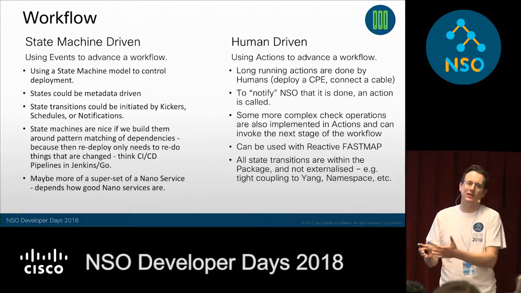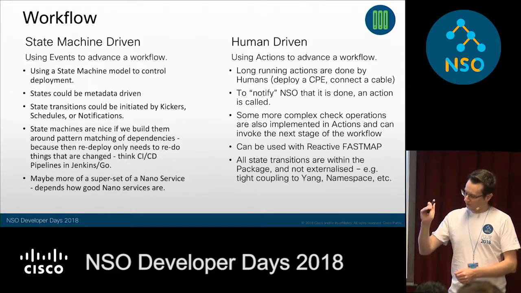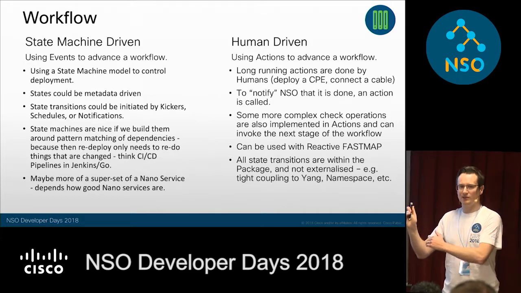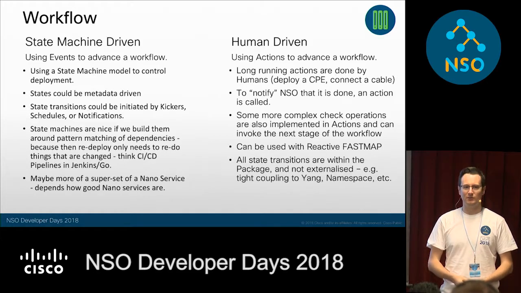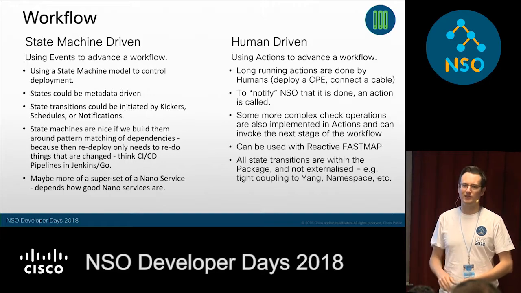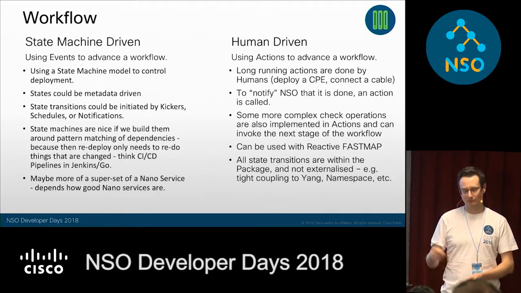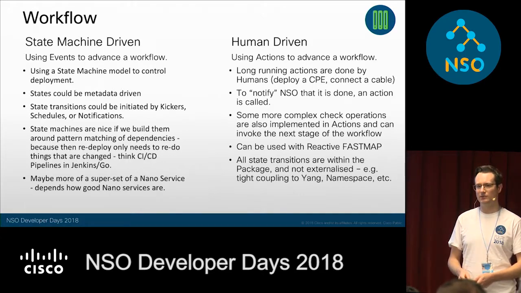Okay, I've got a complex check operation. I want to check that CDP or LLDP is recognizing the correct neighbor at the other end of the link before I continue to the next stage of my provisioning. So I'll write that in an action. It runs some live status commands on the device, checks that the neighbor device is the correct device before pushing the next piece of config or hitting redeploy.